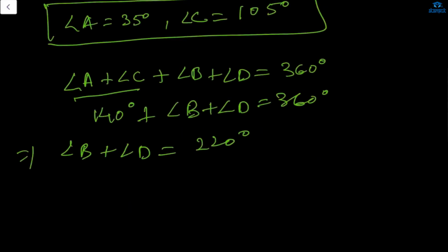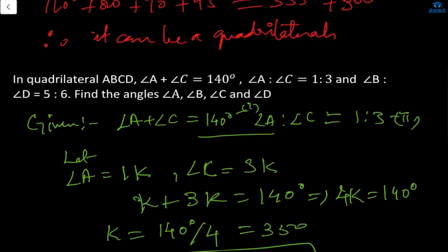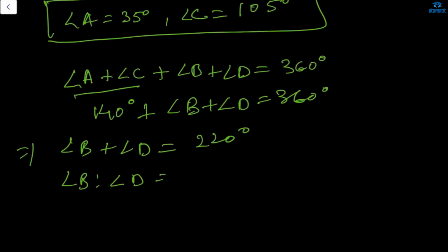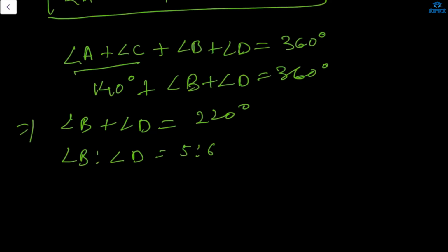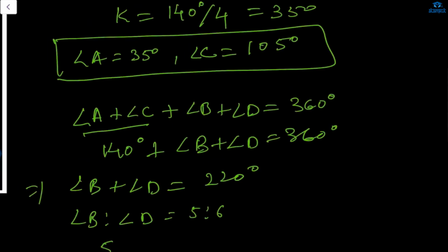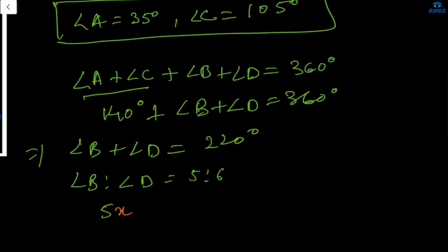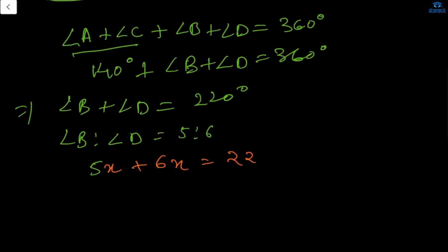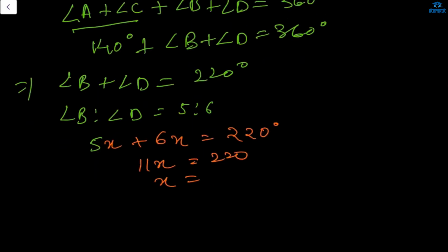Now the ratio of B and D is also given, 5:6. So we can take it as 5x and 6x, letting the constant be x. 5x plus 6x is equal to 220 degrees, so 11x is equal to 220, and x is equal to 20 degrees.